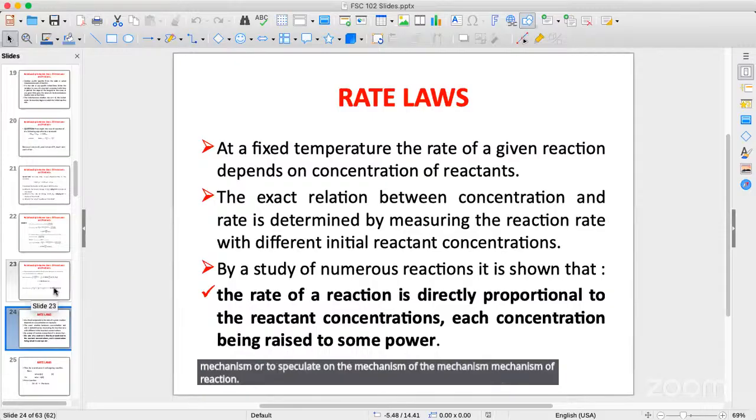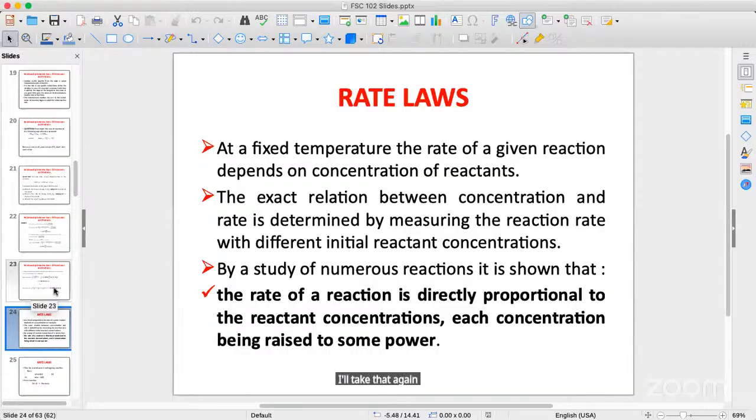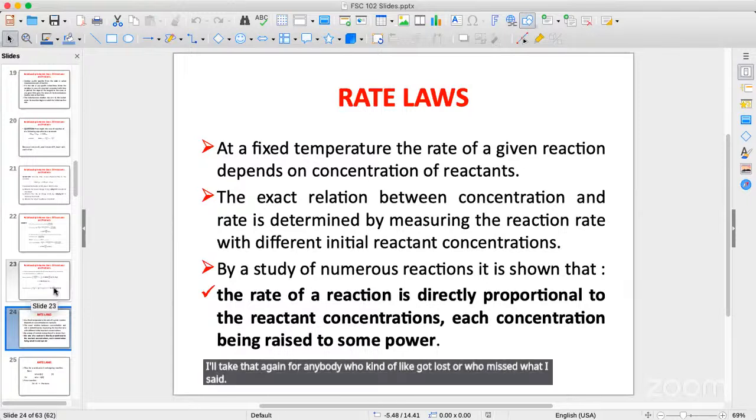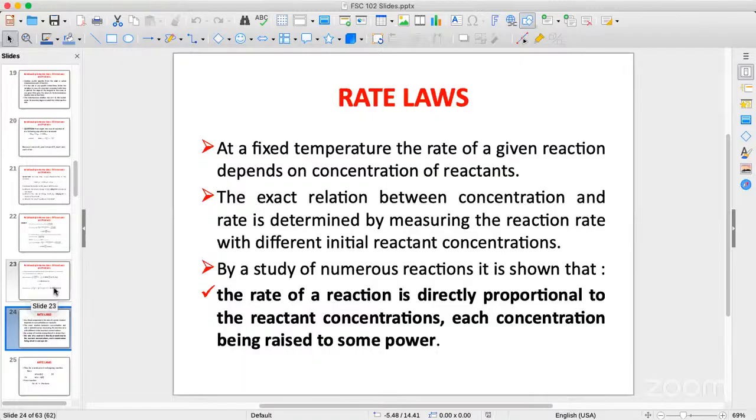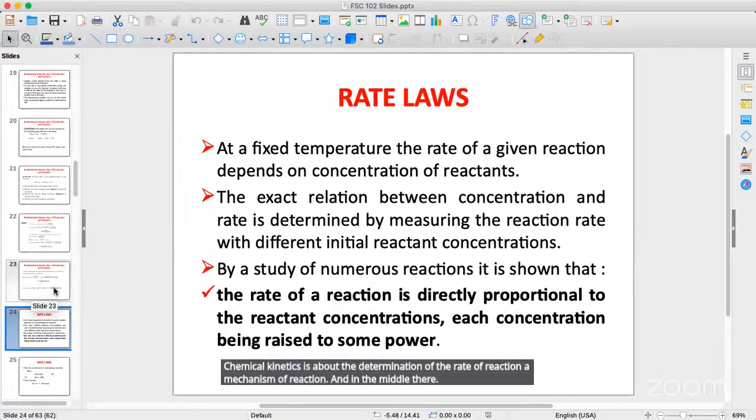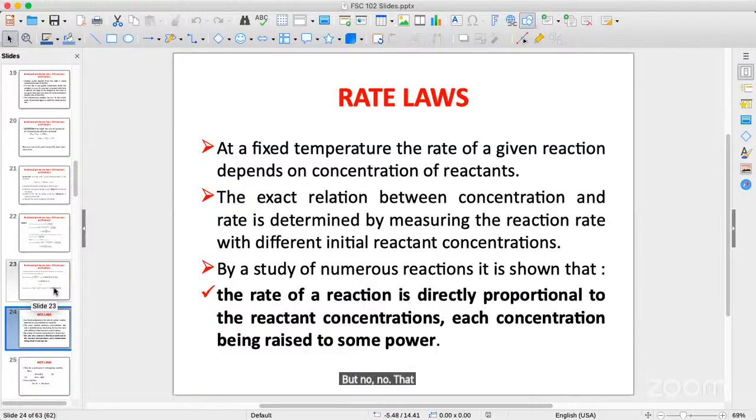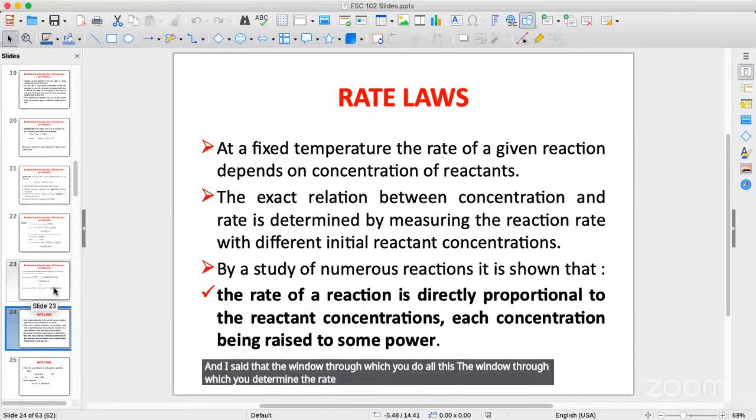I'll take that again for anybody who got lost or who missed what I said. Chemical kinetics is about the determination of the rate of reaction and mechanism of reaction. And in the middle there, you also have something called the rate constant. But if that is what chemical kinetics is all about, the window through which you determine the rate of reaction and the mechanism of reaction is the concentration of your reactant or your product.